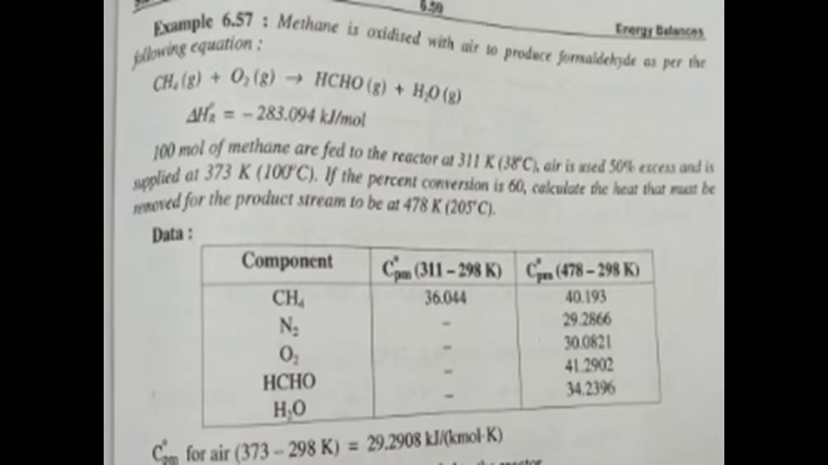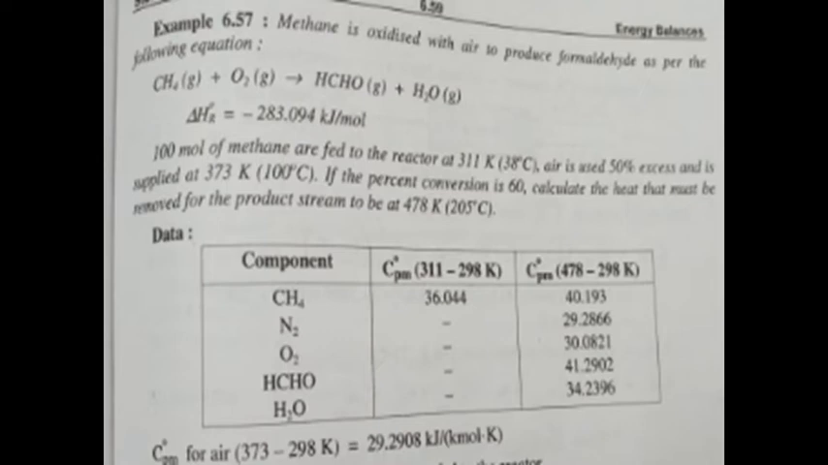Next, CPM0 for air. The air enters the reactor at 373 Kelvin, so the range is 373 to 298 Kelvin. The value of CPM0 is 29.2908 kilojoule per kilomole Kelvin. Okay. The objective of this problem is to calculate the heat that must be removed for the product stream, whose temperature is 478 Kelvin.